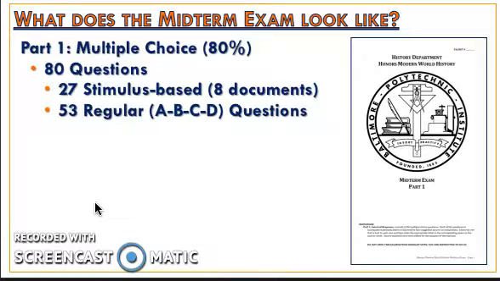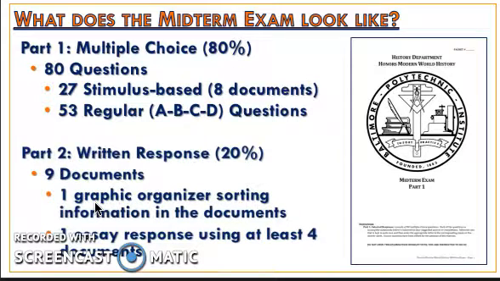Let's take a look first at what the midterm exam looks like. Part one is multiple choice. It's 80 questions: 27 stimulus-based, looking at 8 documents, and 53 regular ABCD questions. These are questions that you're used to getting on your regular unit tests. That's 80% of the midterm.